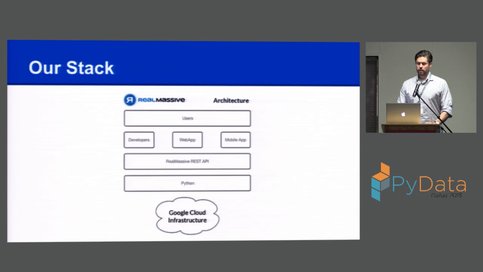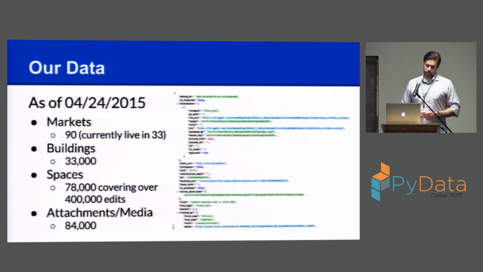So this is our stack. This is a very simple architecture diagram. At the bottom, we're on the Google Cloud platform. We have chosen Python. You can choose Java or Python. All of our backend work is in Python, and we love it. We've built a REST API on top of that, which is how you guys will get access to the information. And we also have a mobile app and a web app built on there as well. Okay, very simple.